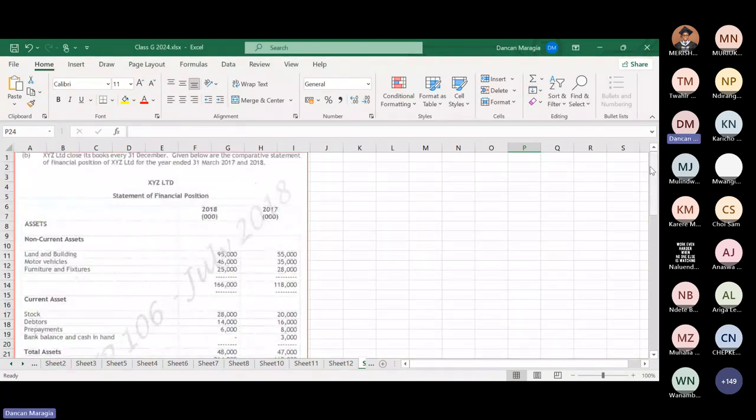XYZ Limited closes its books every 31st December. Given below are the comparative statements of financial position of XYZ Limited for the years ended 31st March 2017 and 2018. Can you see my screen?